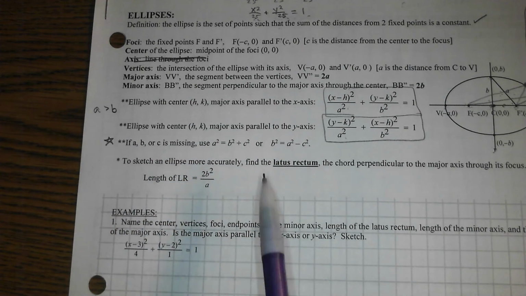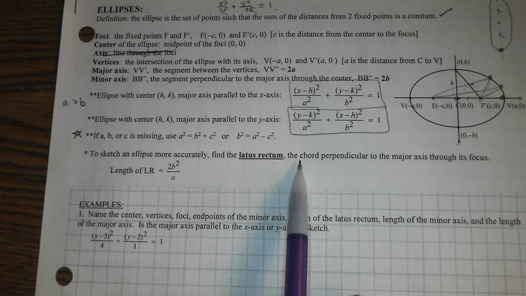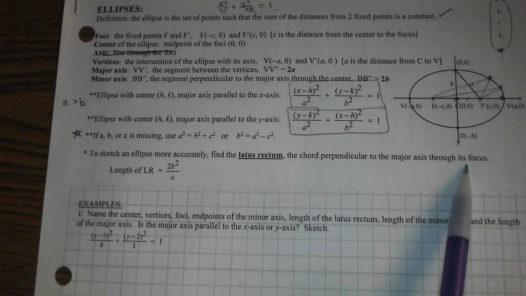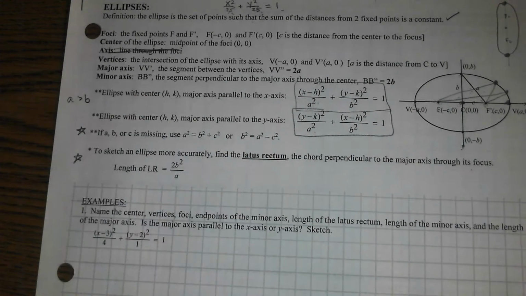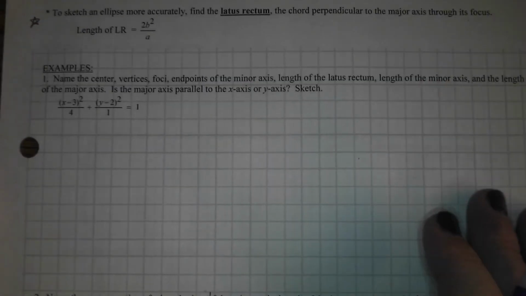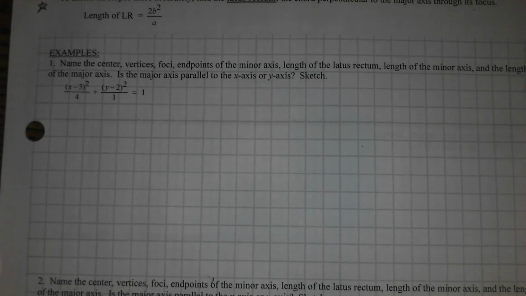And then to sketch, what did she say? To sketch an ellipse more accurately, find the latus rectum, the chord perpendicular to the major axis through its focus. Length of LR. All right, we'll get to that when we get to that. This is going to be so much easier for us when we just jump into an example. Is that really dark?